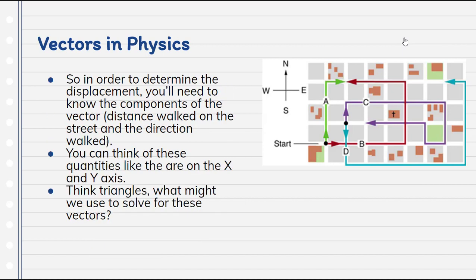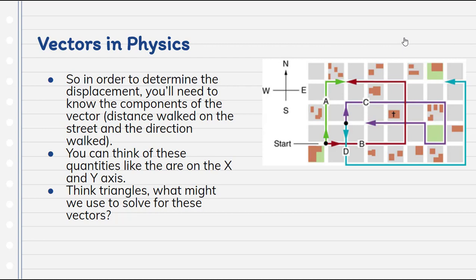So in order to determine the displacement, again, you're going to need to know the components of the vector, the distance walked on the street, and the direction in which you walked, kind of like what we talked about previously. You're going to need to know whether you walked so many meters east and so many meters north in order to determine your exact displacement. You can think of these quantities like they are on the x and y axis. So think triangles. What might we actually use to solve for these vectors?